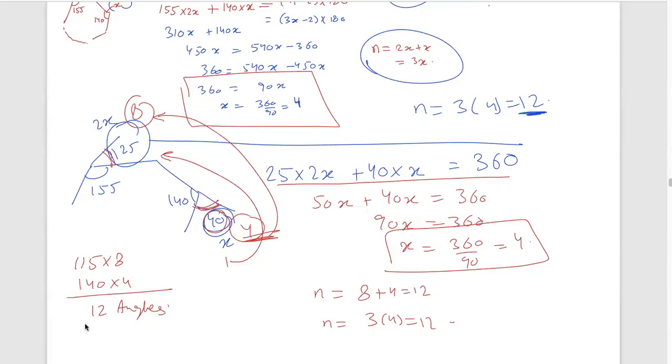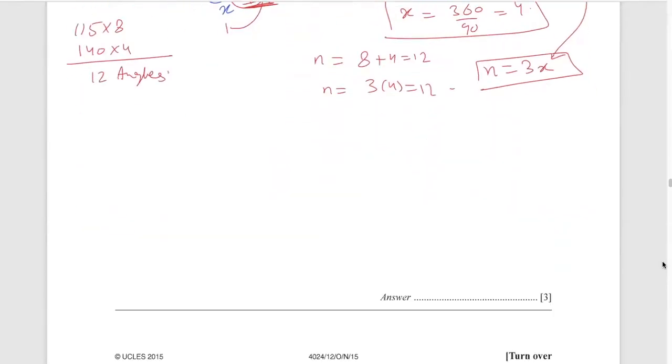Yes. Or we go directly with the initial statement and initial consideration which we made, that was n equals 3x, and substitute this x right here.